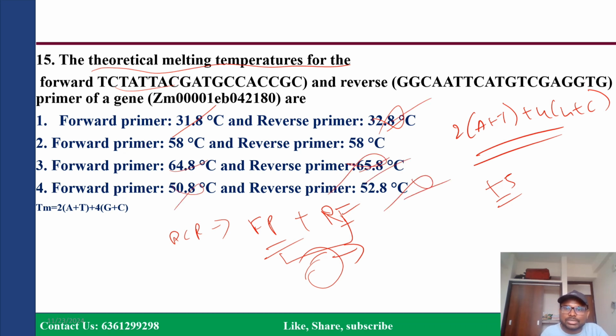If you have different melting temperatures, how will the PCR happen? That's why you should have equal melting temperatures for both forward and reverse primers. Then only will the PCR multiplication happen and you will get a product.